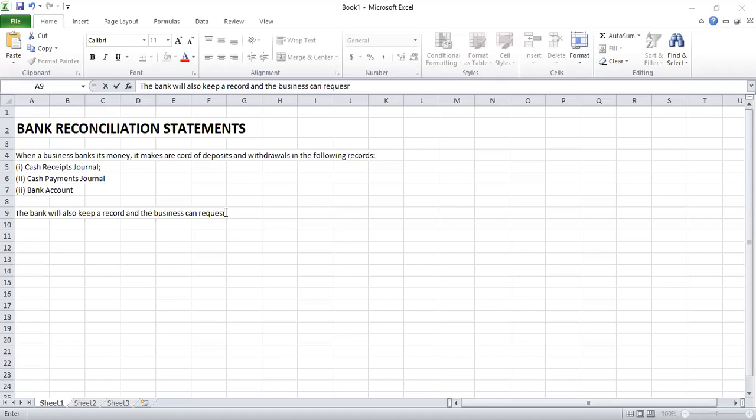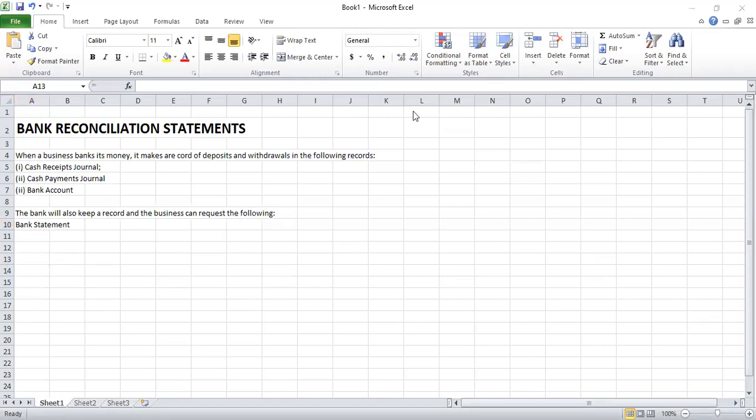Thank you so much. So you can request the following from the bank. But we know that with technology, you don't have to go to the bank anymore to get a bank statement. You can even get it on your phone. It is readily available. Or you can go to the bank and get the bank statement. So the cash receipts journal, cash payments journal, and the bank account are records of the business, whilst the bank gives us the bank statement.